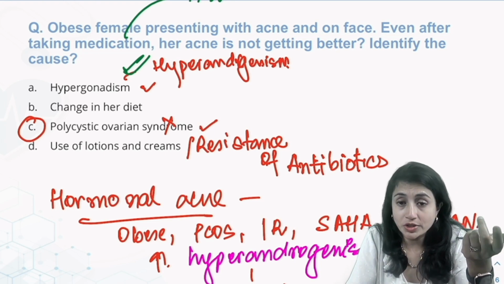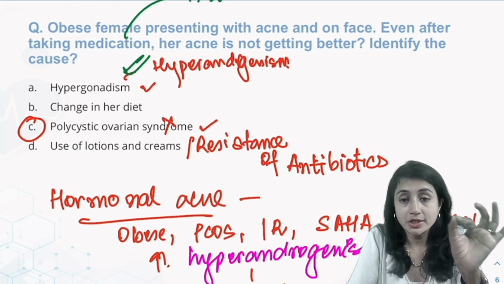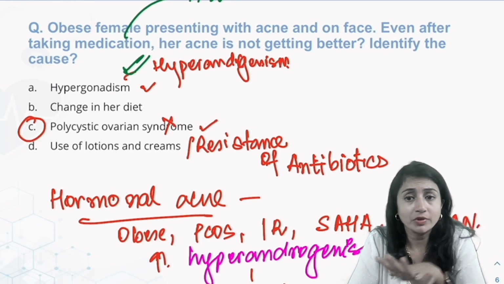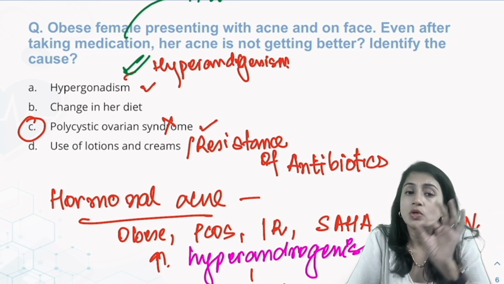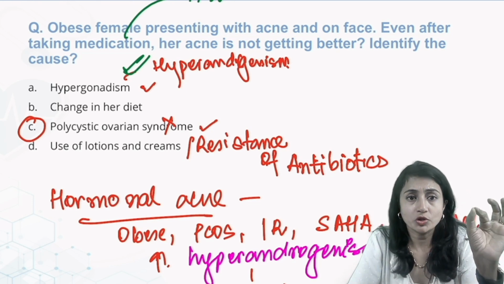If PCOS was there in the option, you can mark PCOS also. And I was told that both of them were not there in the option. It was either hyperandrogenism or PCOS. So either of them you can mark as an option.